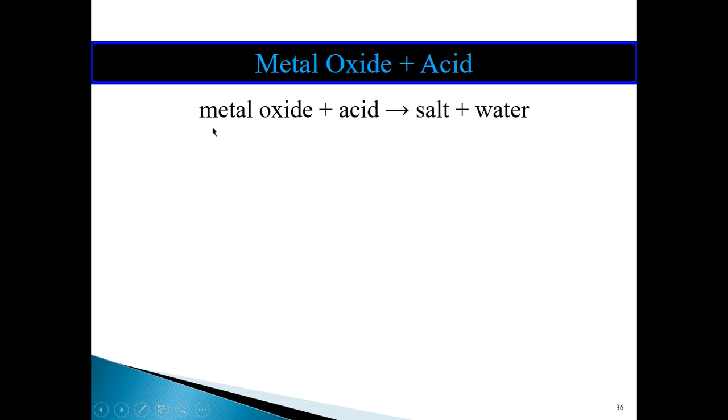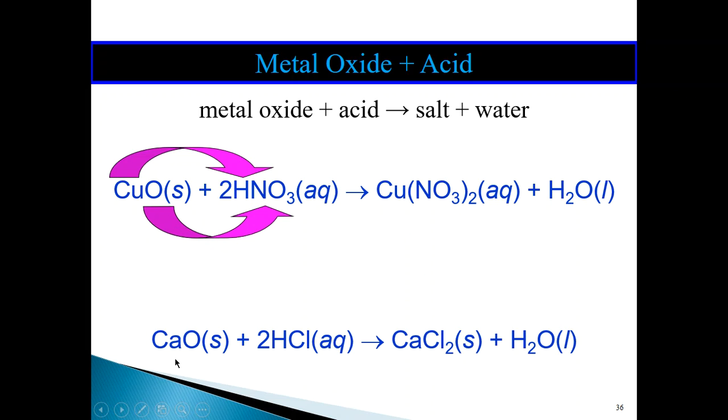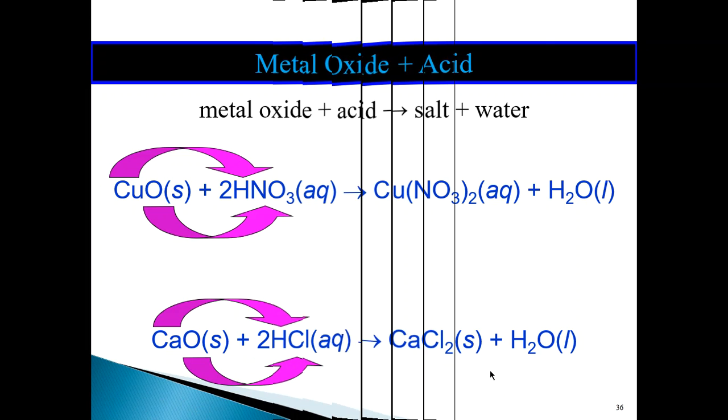Here's another example, the reaction between a metal oxide and an acid to produce salt and water. So it's very similar to the neutralization. The example being used here is copper 2 oxide reacting with nitric acid to form copper 2 nitrate and water. The copper will be displacing the hydrogen to form the copper 2 nitrate, and the oxygen will be displacing the nitrate to form the water. In this case, the reaction between calcium oxide and hydrochloric acid, again, same thing is happening. The calcium displacing the hydrogen to form calcium chloride, and the oxygen displacing the chloride to form the water. All right. So that's another example of this double displacement reaction.